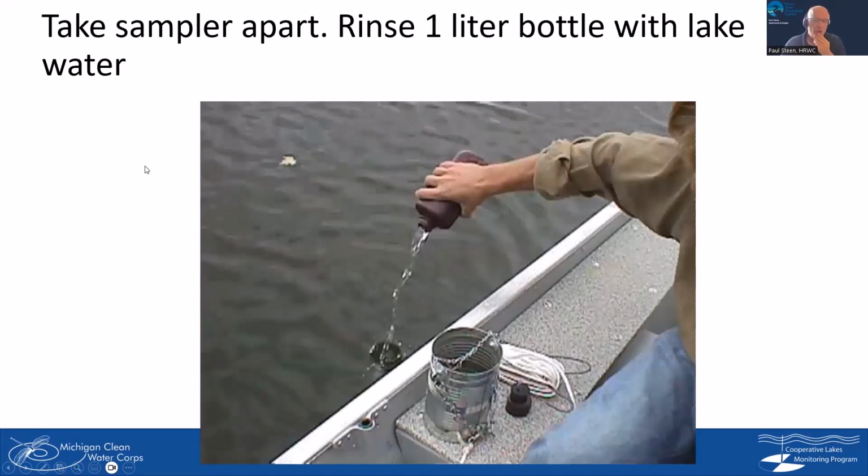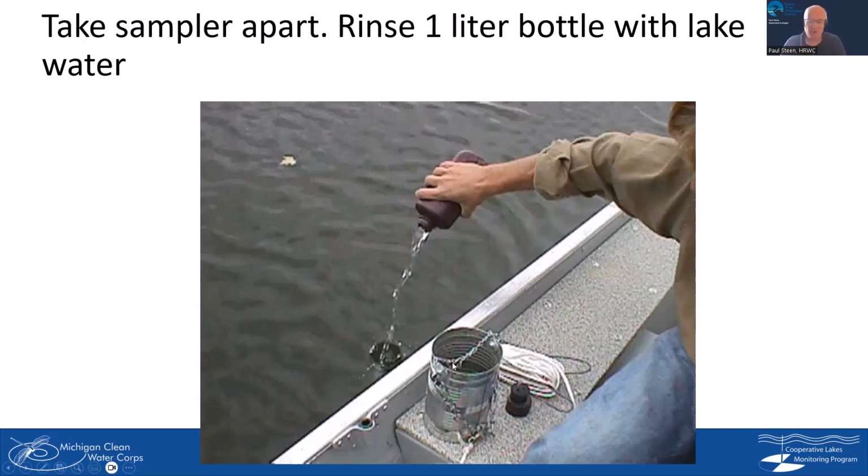Okay, so once you do that, you figure out your depth. Now it's time to get that actual water sample. So you take your sampler apart. You have to take off the lid, and take off the rubber stopper with the 2 tubes coming out of it. You take off the retaining chain and disassemble it, and we're going to rinse the amber bottle with lake water as the first step. So you're actually just disassembling this whole thing.